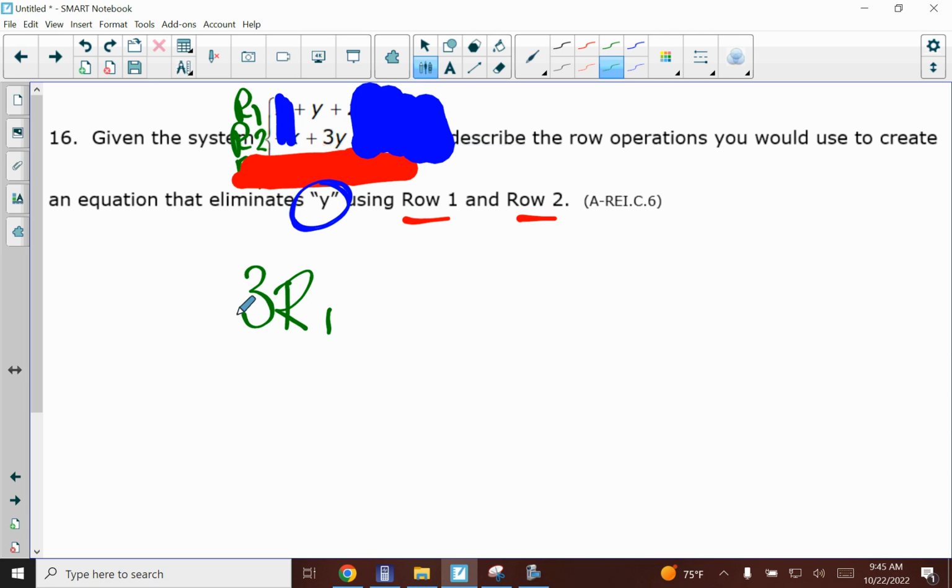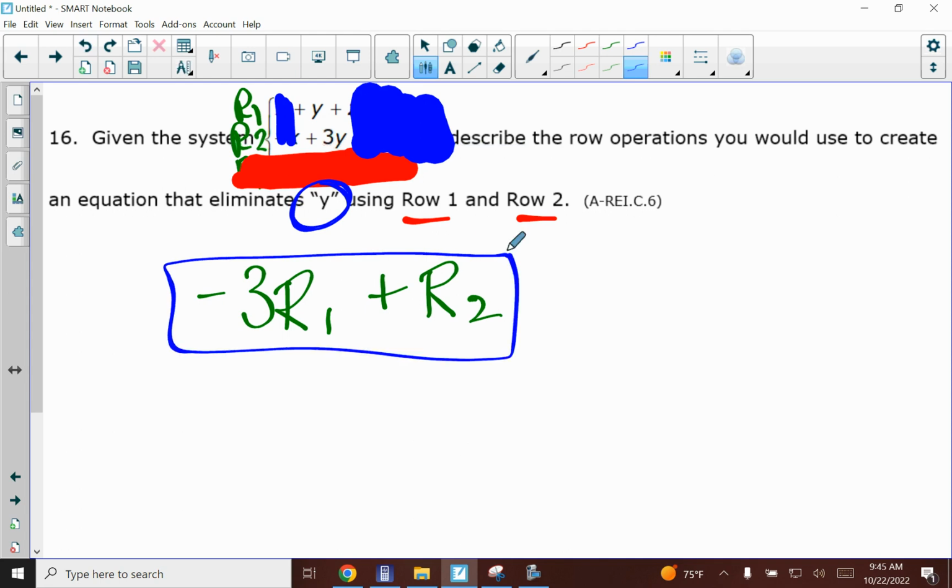That would make 6y. So I would actually have to make that a -3y. And then I would have to add that to row 2. And I don't have to do anything to row 2. I mean, you could say multiply by 1, but multiply by 1 doesn't do anything. So that's a shorthand way that you can say it. Or you can just write it out, multiply.